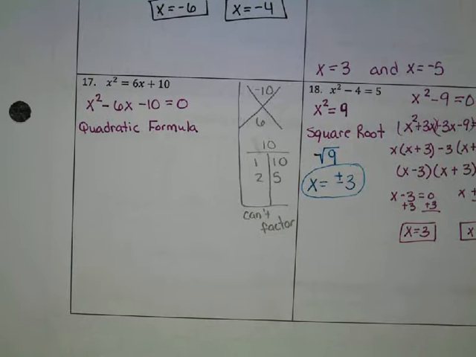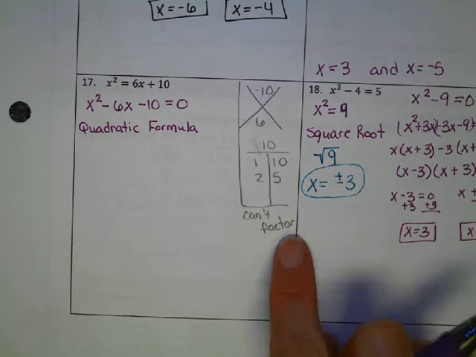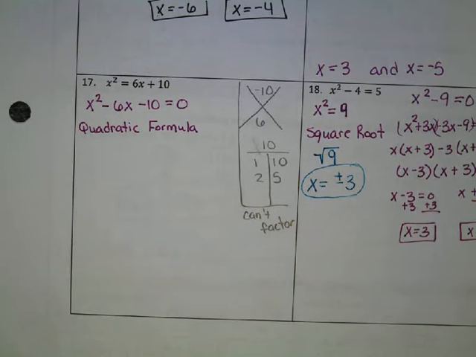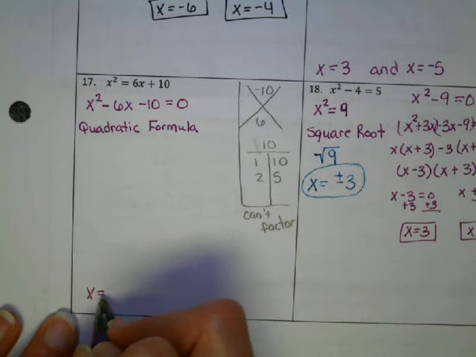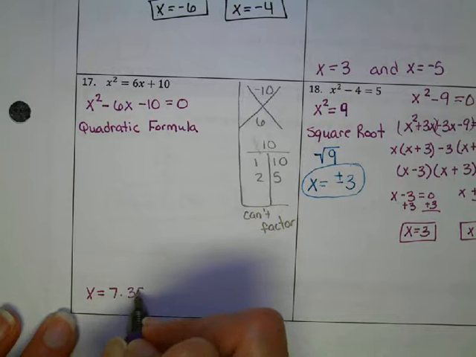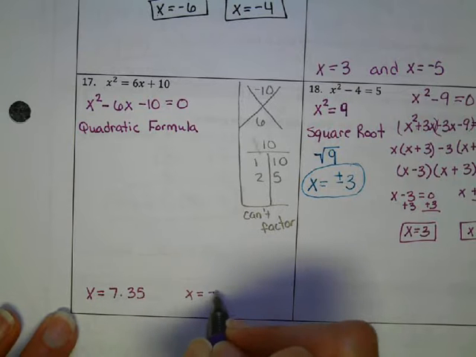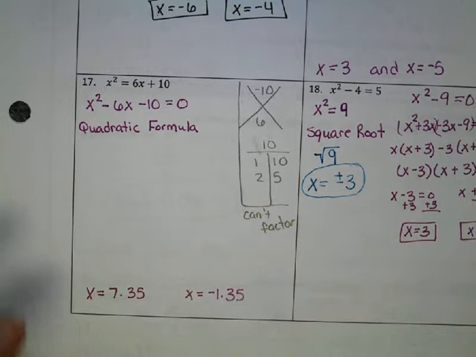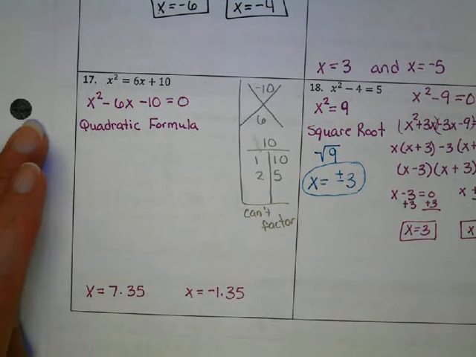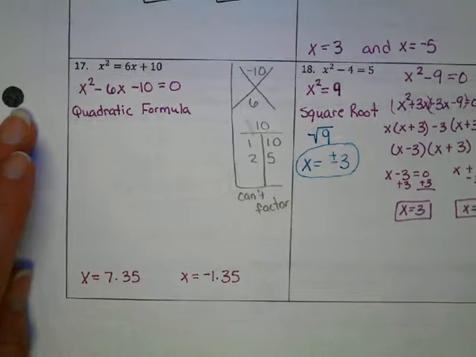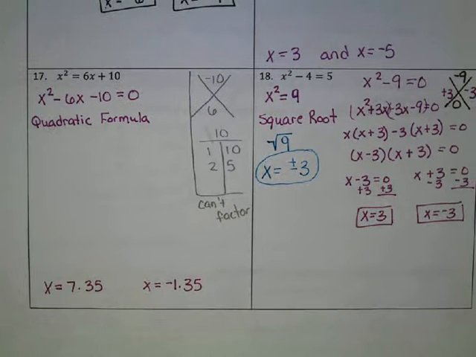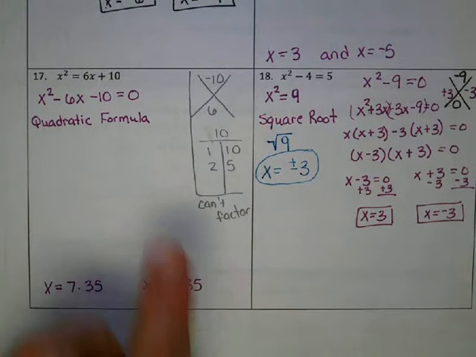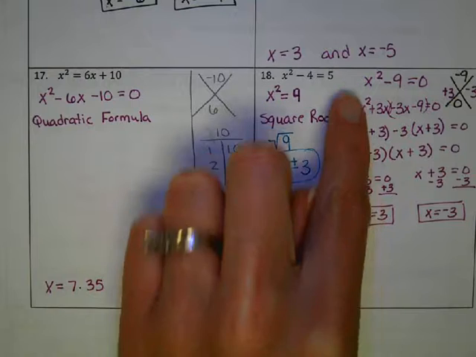This one, we had to use the quadratic formula because there's no factors of 10 that can add up to 6. So if you want to check your work on that one, it comes out to x is about 7.35 and x equals negative 1.35. Again, you have to use quadratic formula, so see if using the quadratic formula, you can come down to getting those two answers. And the last one on here, I chose to just square root it. But I also showed that the x method is also okay.